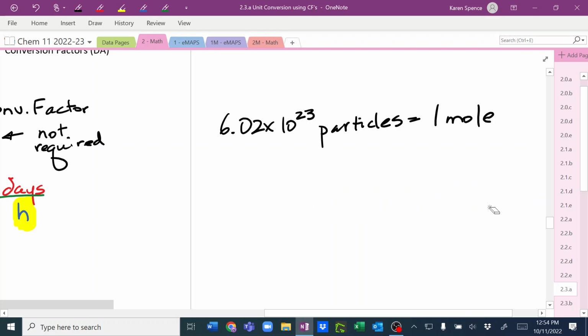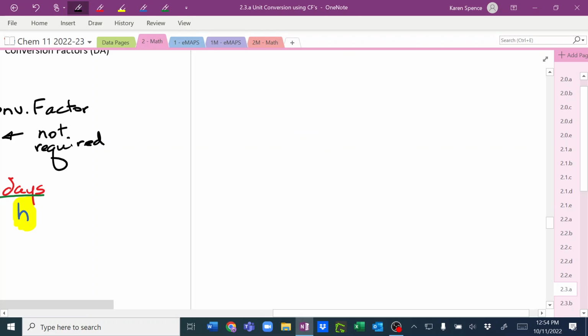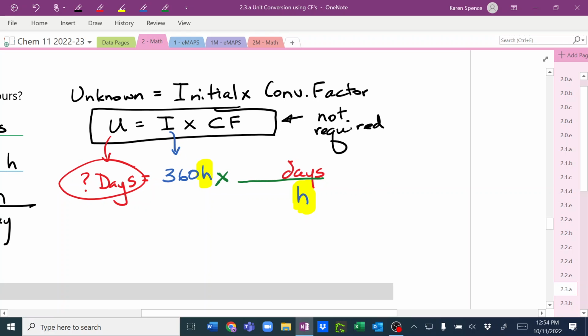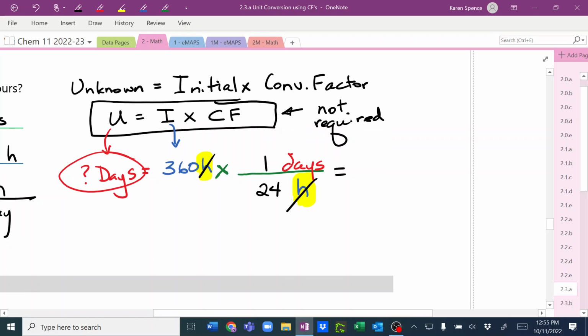But anyway, don't have to worry about that for now. We'll come back to that at a later time. For now, it's just going to be things you are familiar with, like 24 hours in one day. Cancel out those hours, and we get 360 divided by 24 is 15. Whoops. 15 days. And you should put around your final answer a box.